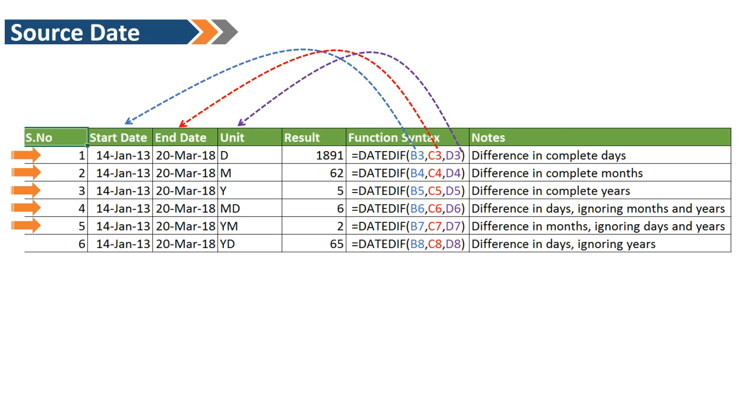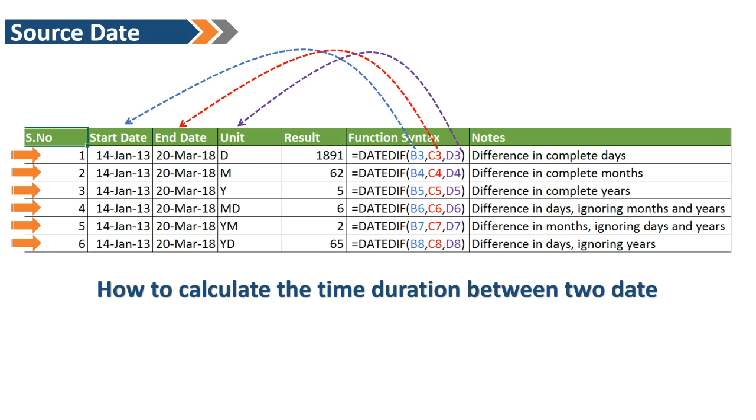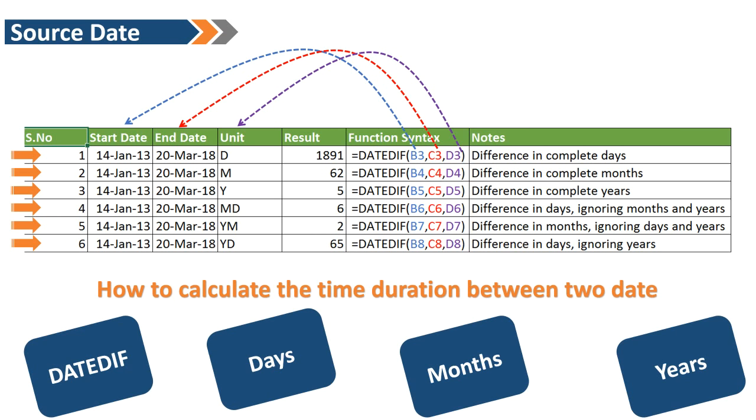When you put YM as a unit, it will calculate the difference in months, ignoring days and year. So it will ignore the days and year. It will calculate the difference in months. From Jan to March, the difference is 2 months. And when you put YD as a unit, it will calculate the difference in days, ignoring year but considering months. So this is how you can calculate the time duration between two dates. The DATEDIF function helps you to calculate the duration in days, months and year.